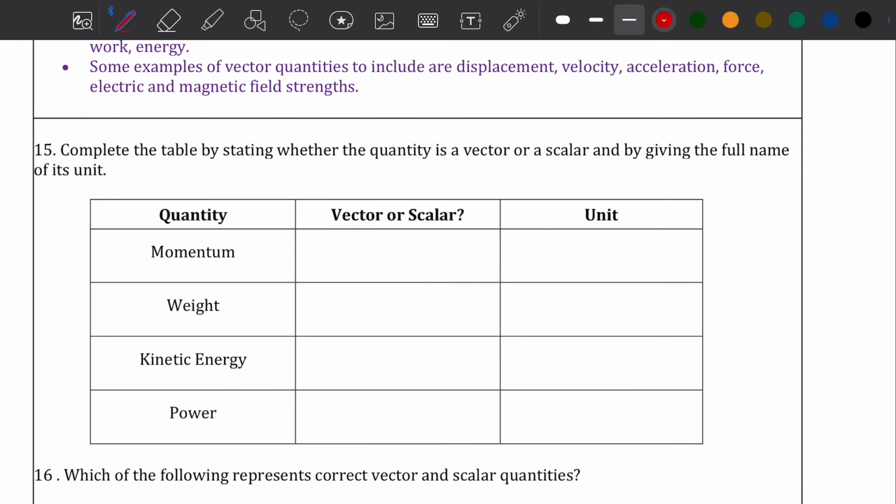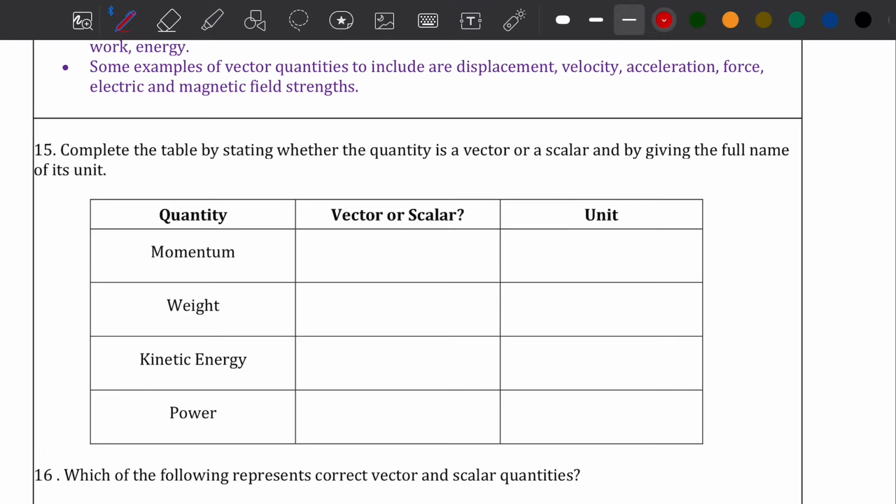Next, complete the table stating whether the quantity is vector or scalar by giving full name of its unit. So it's asking for, is it vector or scalar? Vector is a quantity which has both magnitude and direction. Scalar is a quantity which has only magnitude. Okay, so vector has both magnitude as well as direction, and scalar has only magnitude.